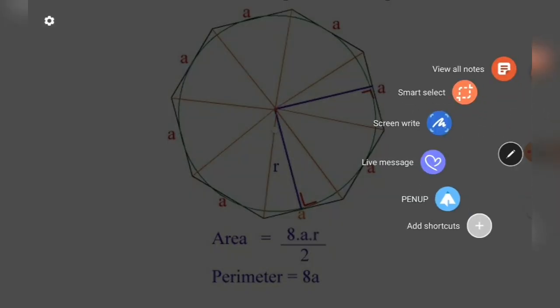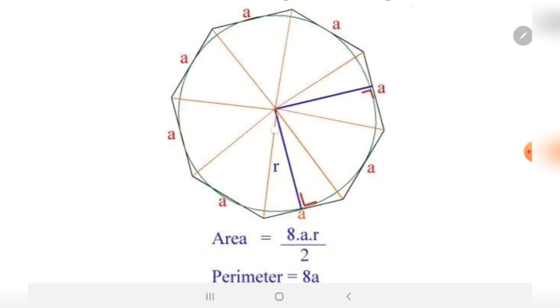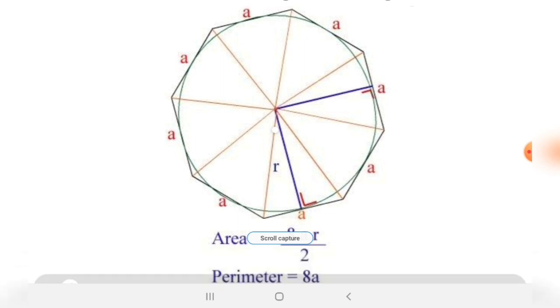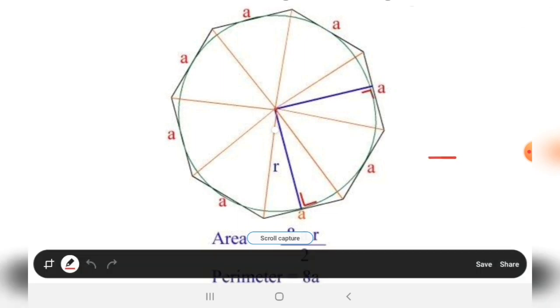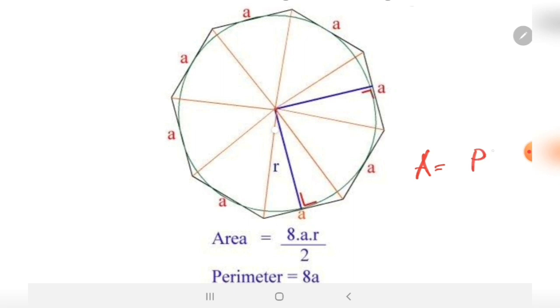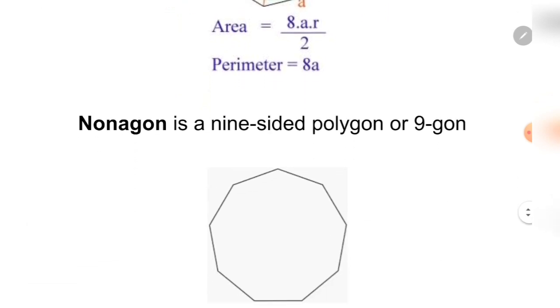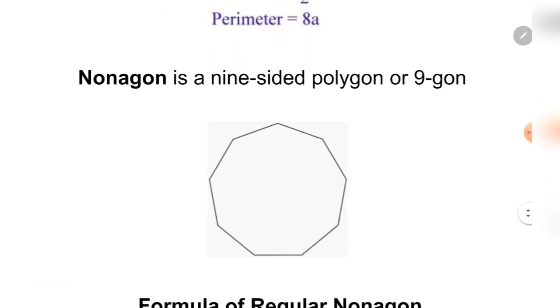Next, the formula of the regular octagon: area equals 8A times R over 2, and the perimeter is 8A. Or we can have that as perimeter times the apothem over 2, the same.